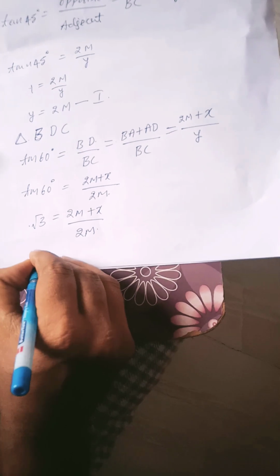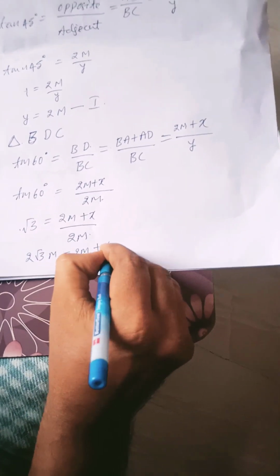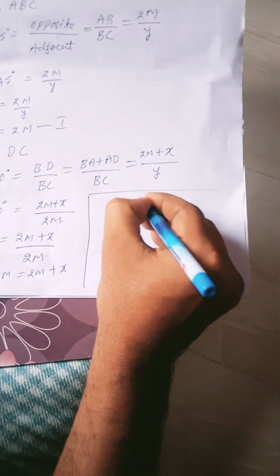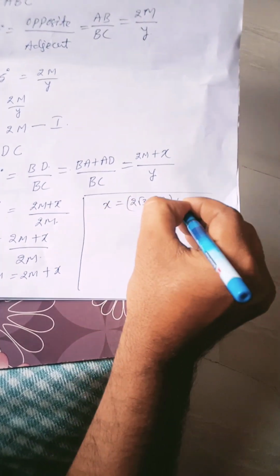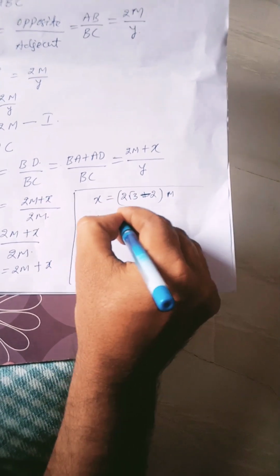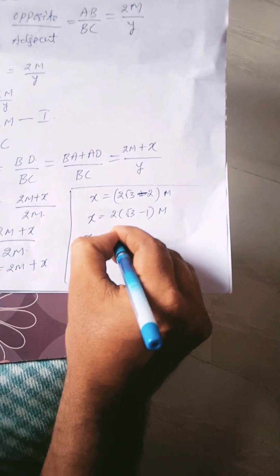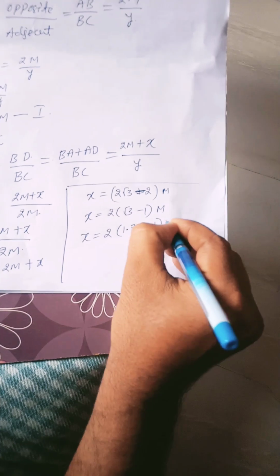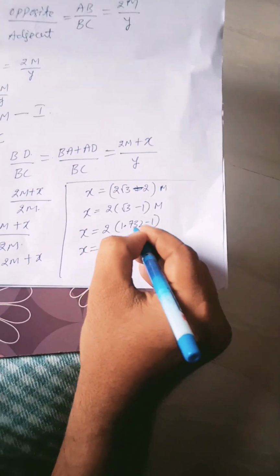2 root 3 m is equal to 2m plus x. X is equal to 2 root 3 m minus 2m. This one goes to the minus side. X is equal to 2, which is common, root 3 minus 1 into m. X is equal to 2 into root 3, which is 1.732, minus 1. X is equal to 2 into 1.732 minus 1, which is 0.732.